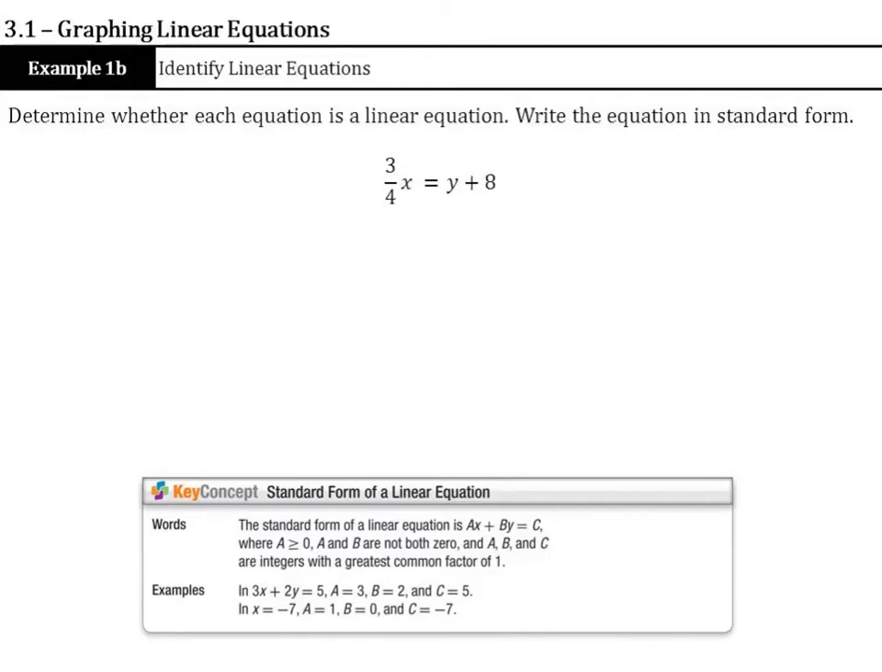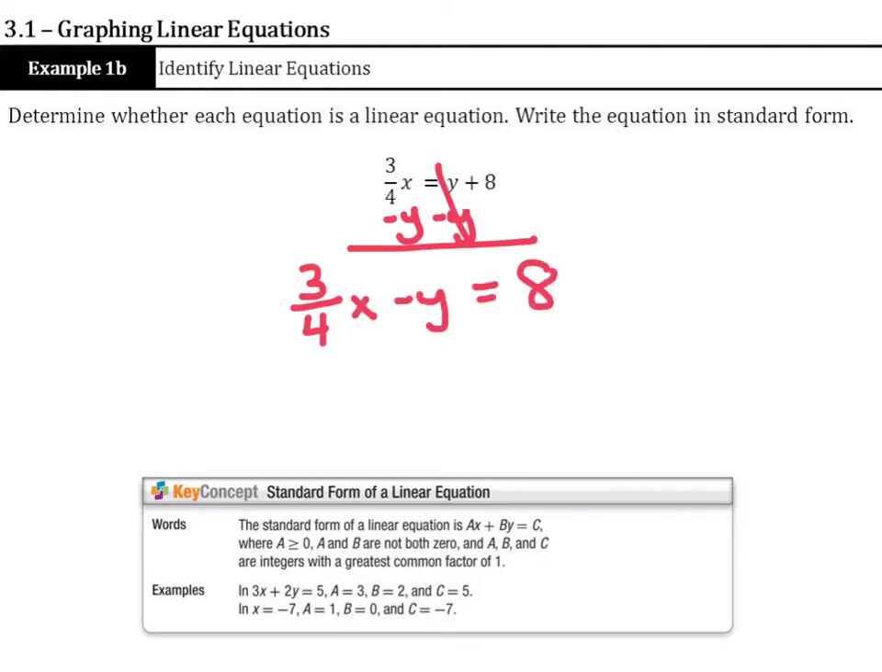But in our form here, 3/4 x equals y plus 8, this can be written in standard form. And the way we're going to do this is to first look at the y and move this y over. So we're going to subtract y from both sides. That one cancels, and we're left with 3/4 x minus y equals 8.